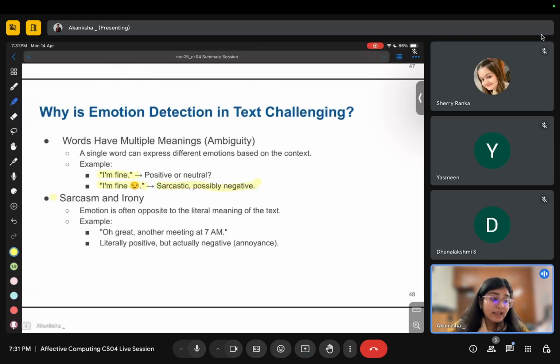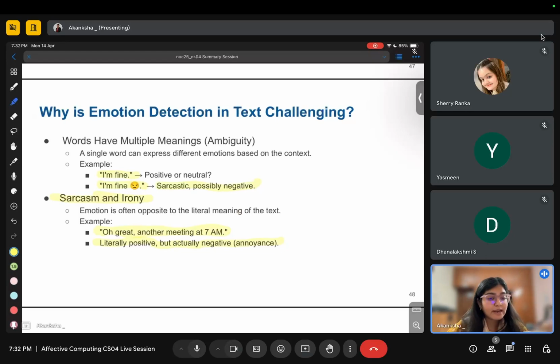Okay, then sarcasm and irony. Oh great, another meeting at 7 a.m. So if you read this sentence, we as humans know that 7 a.m. in the morning, again another meeting, then the person is actually frustrated. But then if you just look at the keywords, oh great, then the model might think this is a good thing, this is a happy feeling. It is literally positive, but it is actually negative. The person is annoyed.